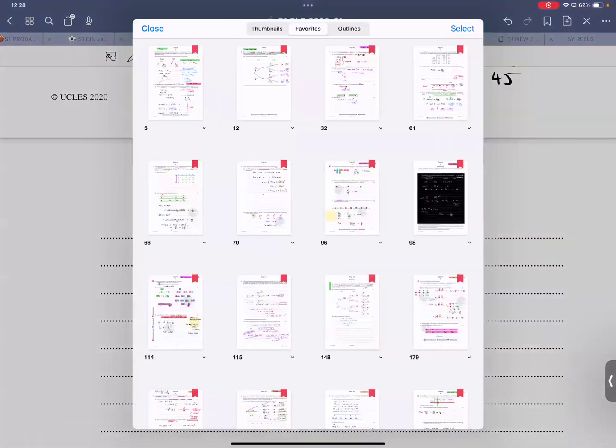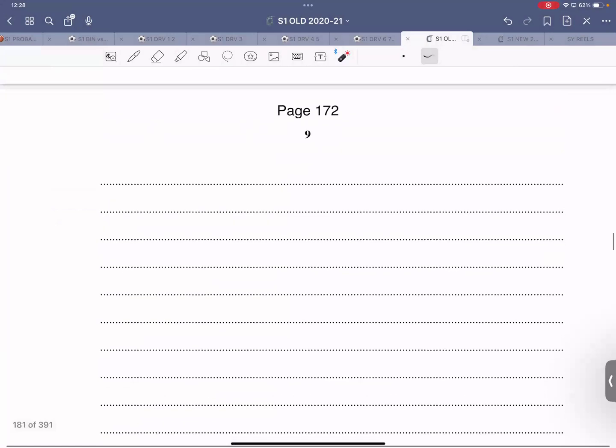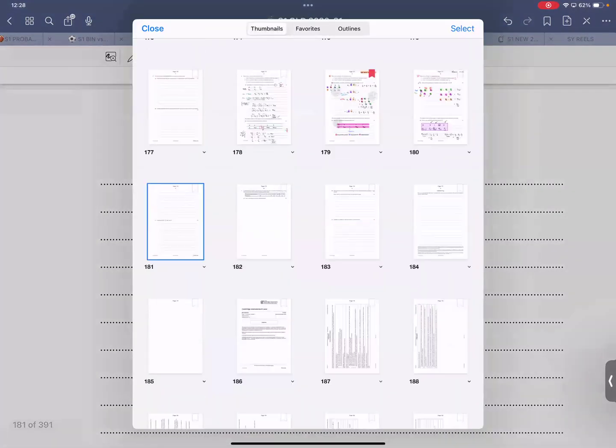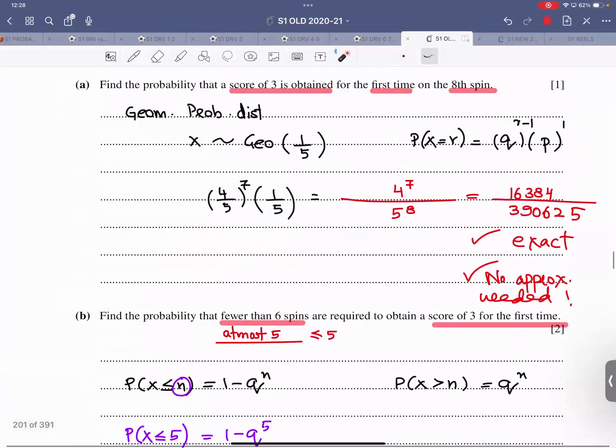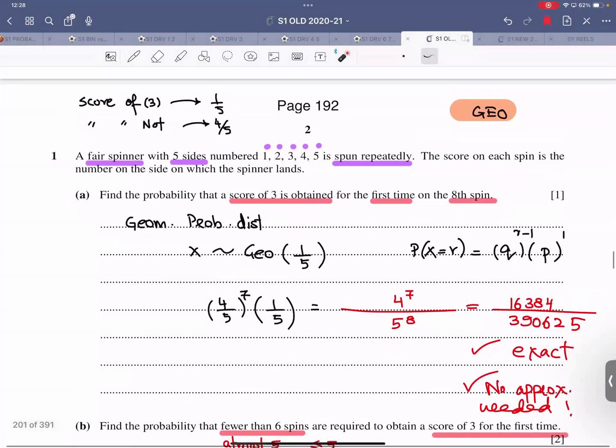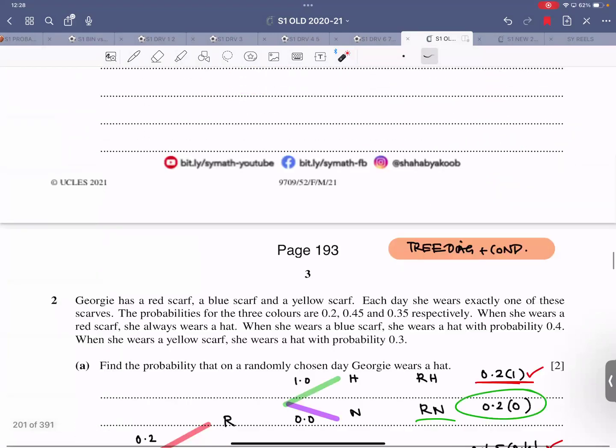Let me move ahead and let me just look at the thumbnail. And the next one, that's right over here. Okay, another geometric probability distribution. I think this is pretty basic.